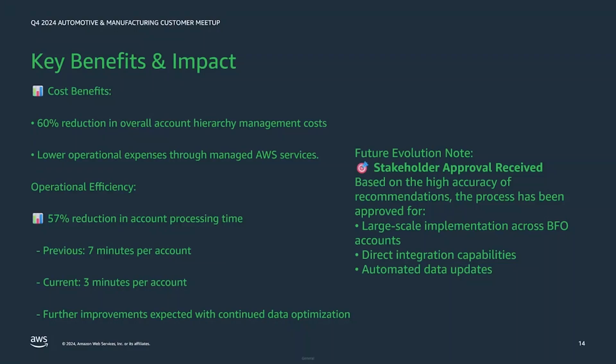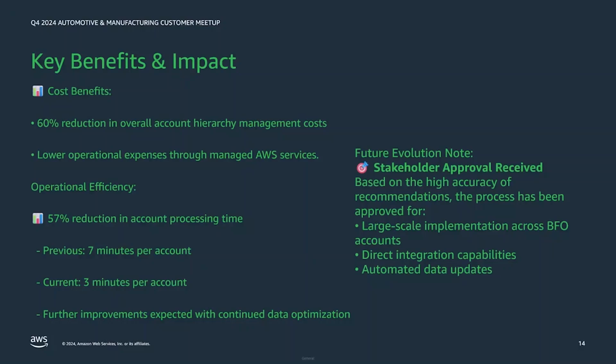From a timing perspective, this process reduced the timing by about 57%. Prior to this, if done manually, each account would take on average 7 minutes, sometimes more, but the average timing that we've noticed is 7 minutes. With the current process, it's 3 minutes per account, and it's improving. As new, faster models come up, this timing is improving on a day-to-day basis.